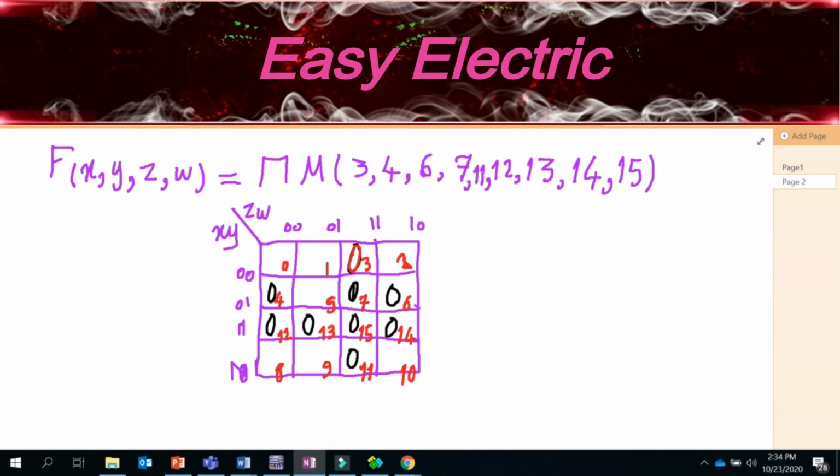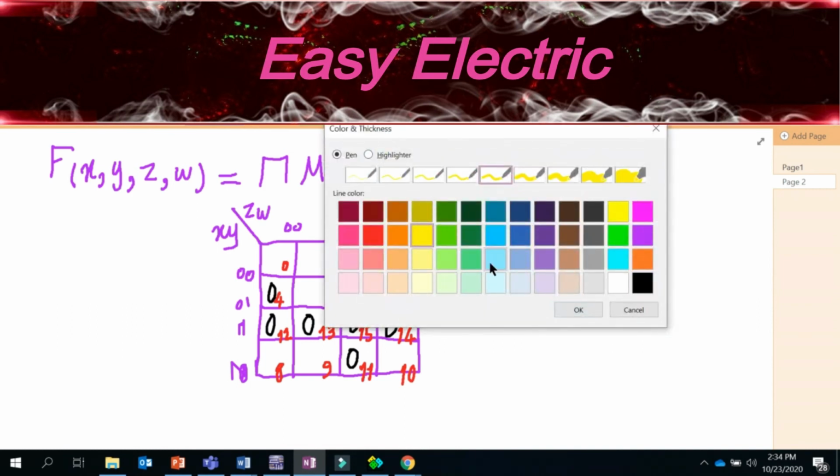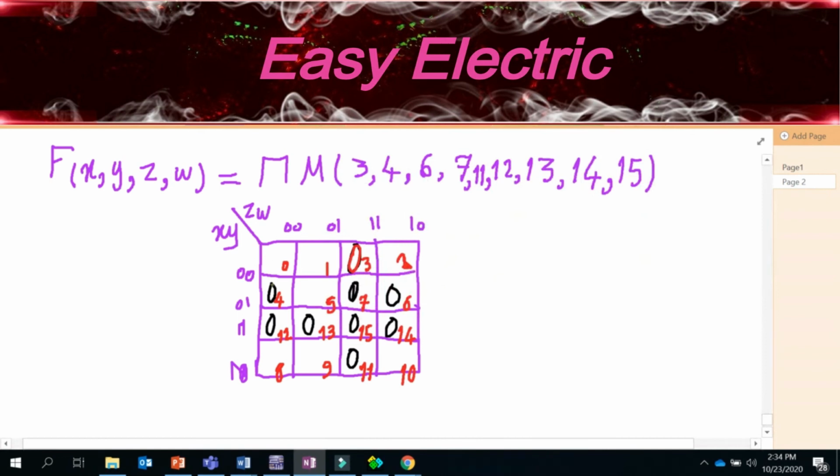Okay, so let's start by checking the groups with 16 members. Definitely there is no group with 16 members. If you want to have 16 members, you should have the 0s all inside this map, right? You don't have that.